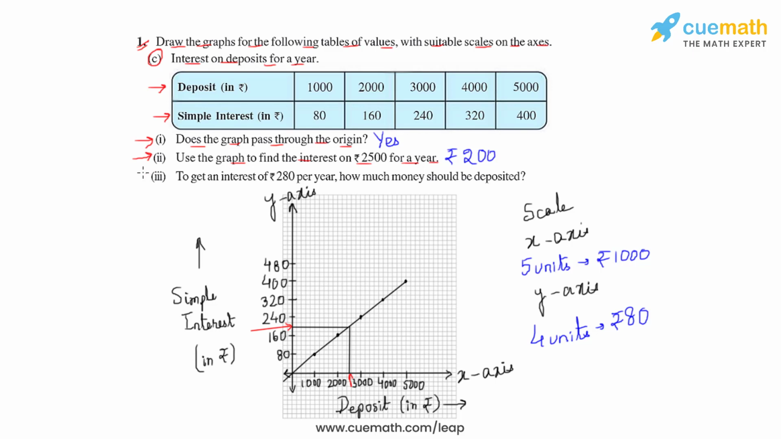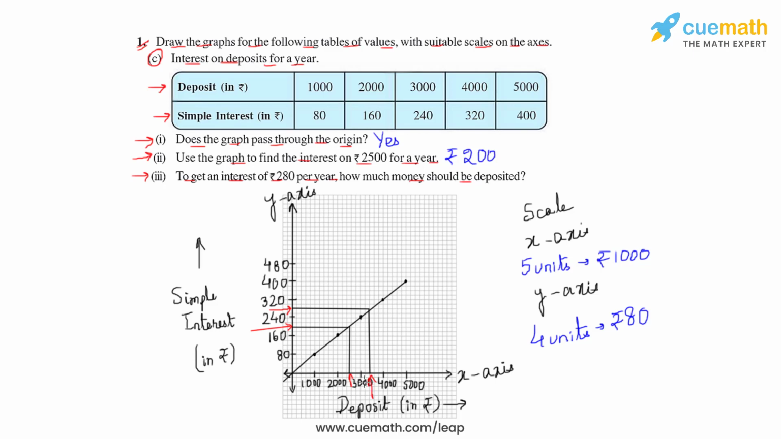Let us now see the last question of this part, where we'll have to find out the money deposited in order to get an interest of rupees 280 per year. So as we see, 4 units on the y-axis corresponds to 80 rupees. So from 240, we just need 40 rupees, which means 2 units. So 2 units would be again in the middle of 240 and 320. So we'll take the help of this line to mark a point on this line graph, and eventually we'll get this point on the x-axis, which will give us the amount deposited to get an interest of rupees 280.